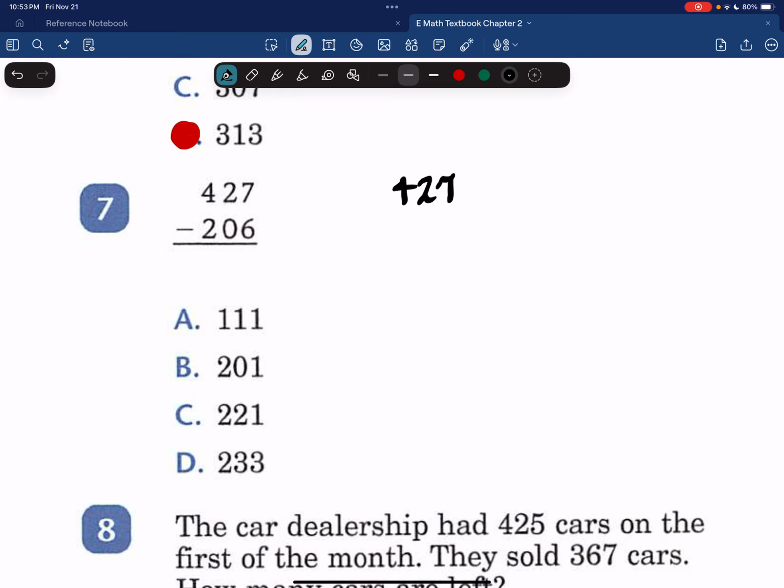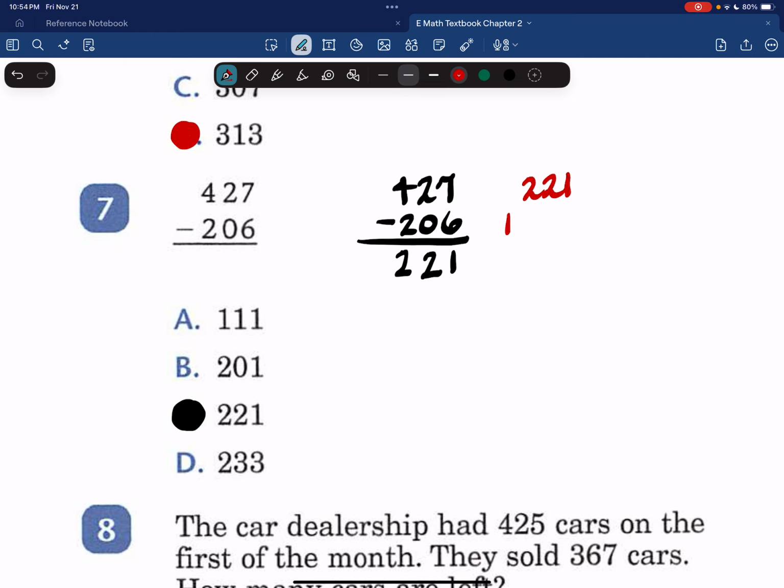$427 minus 206. 7 take away 6 is 1. 2 take away nothing is 2. And 4 take away 2 is 2. So I like answer C for this one, but let's check.